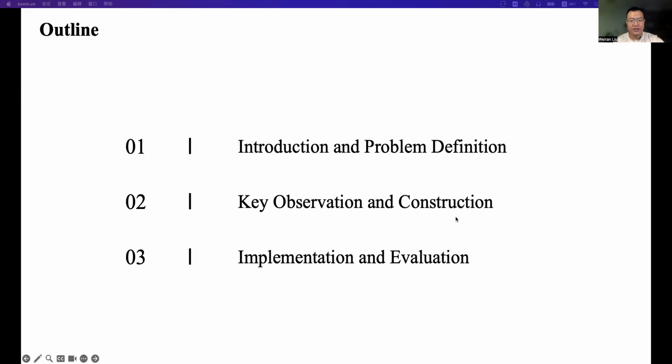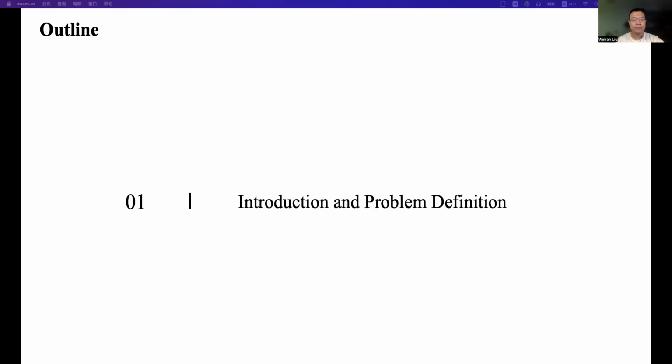The presentation consists of three parts. The first part is about the introduction and the problem definition. The second part is our key observation and our construction. The final part is about implementation and evaluation. So let's start with introduction and problem definition.